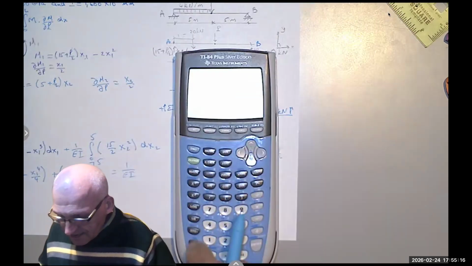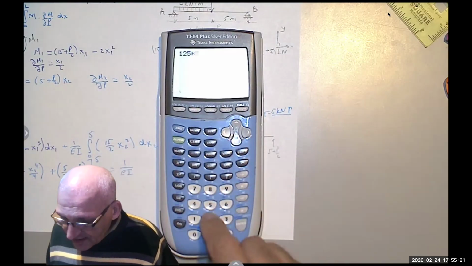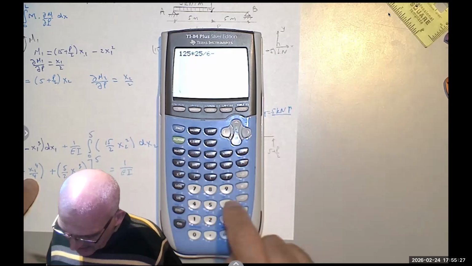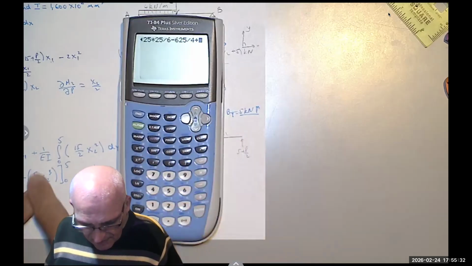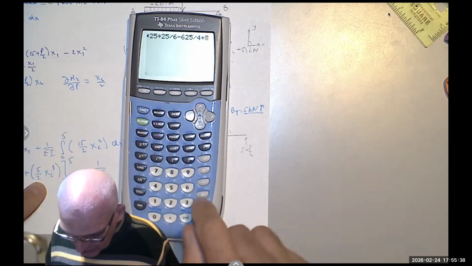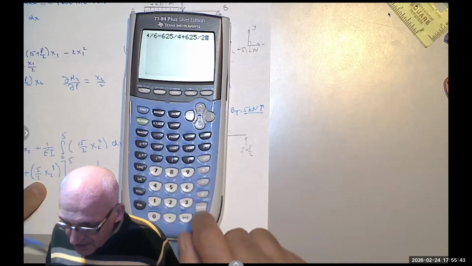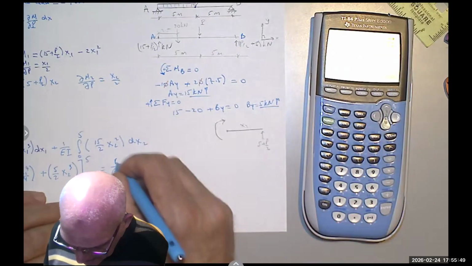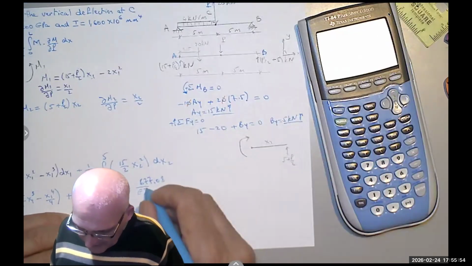Okay, let's do the math. So I have 5 cubed is 125 times 25 over 6 minus 5 to the 4th is 625 over 4 plus this would be also 625 because 5 times 5 times 5 times 5. So plus 625 over 2 equals, over EI. Did we do the math correct? I don't know. I have to check the numbers.